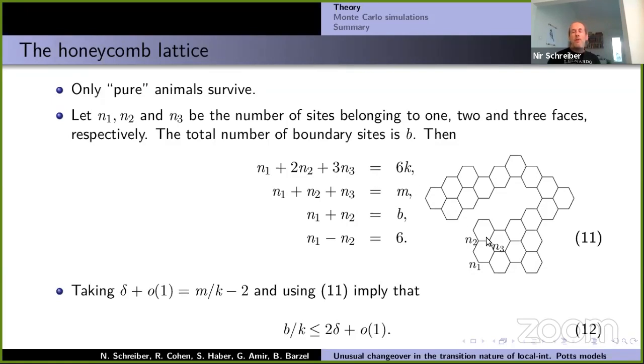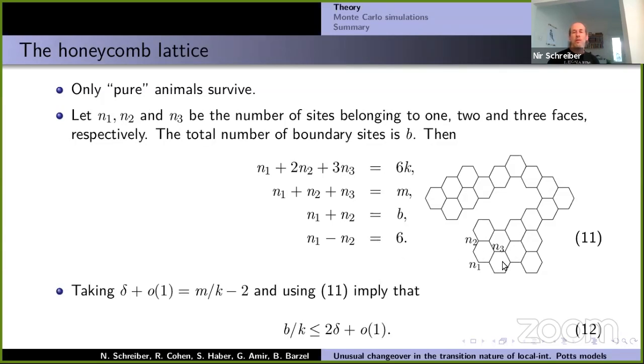So denote the number of sites belonging to 1, 2, and 3 faces by N1, N2, and N3. And then you wind up with this system of linear equations. So this is the total number of faces and total number of sites. And the total number of boundary sites is B. And of course, it is composed of N1 and N2 type sites.